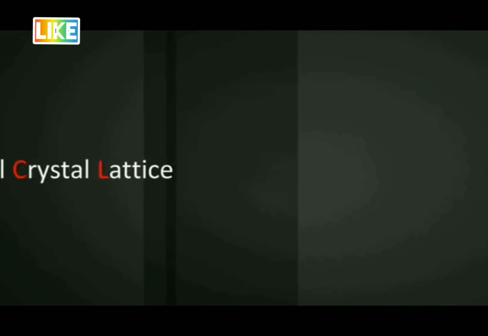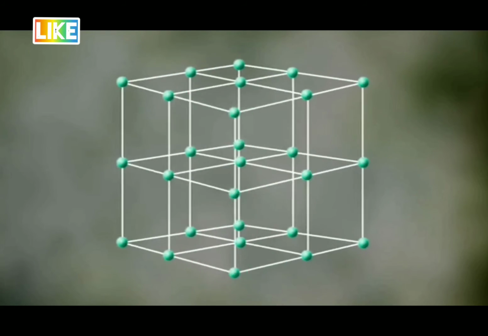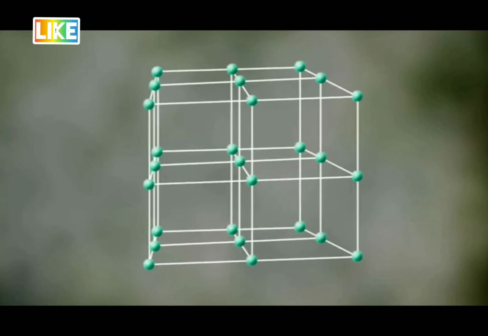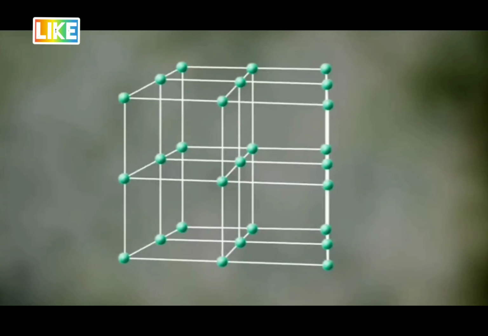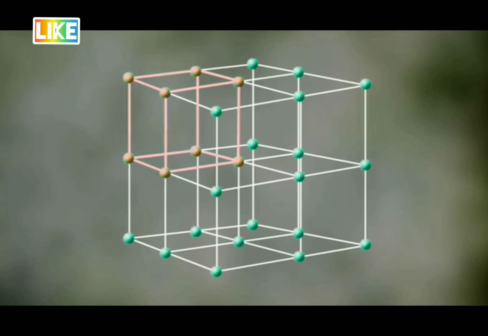Lattice. The crystalline solids have a definite three-dimensional arrangement of constituent particles: atoms, ions, or molecules. The main characteristic of crystalline solids is a definite, regular, and repeating pattern of constituent particles.